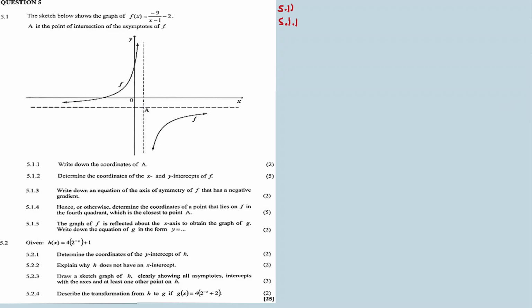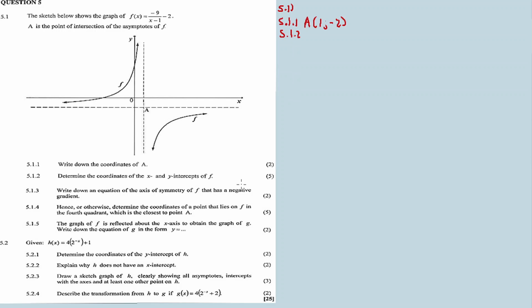Alright, now point A again. This is the point A. What are the coordinates for point A? The coordinates for point A will be 1 and -2, right? Because the horizontal asymptote is y equal to -2, it's this point, and then the vertical asymptote is x minus 1 equal to 0, x equal to 1. That's where the 1 comes from and the -2 comes from. So these are the coordinates for A.